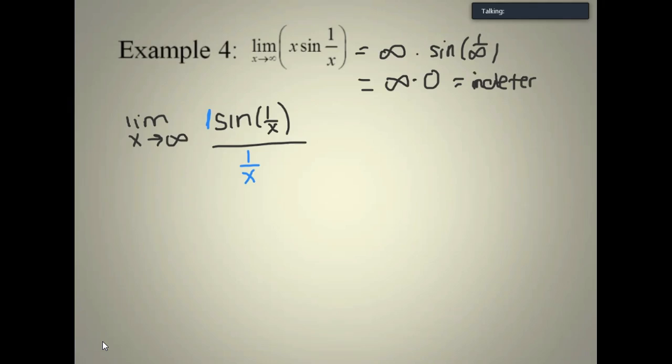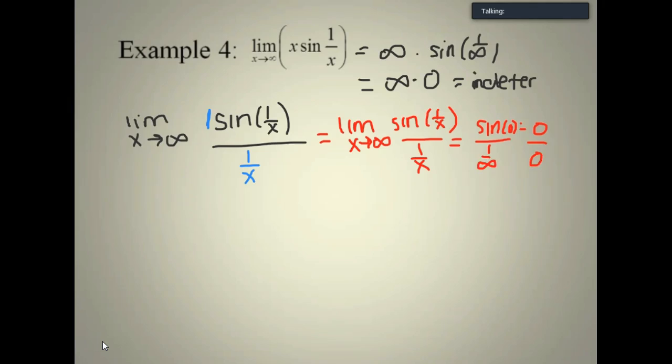Now, when you look at this as a limit, you get the sine of 0, which is 0. And you get 1 over infinity, which is also 0, because 1 over infinity behaves like 0, because it's like 1 over the infinitely longest thing ever, which makes it 0. So now we have a fraction. We have 0 over 0, so we do L'Hopital's.